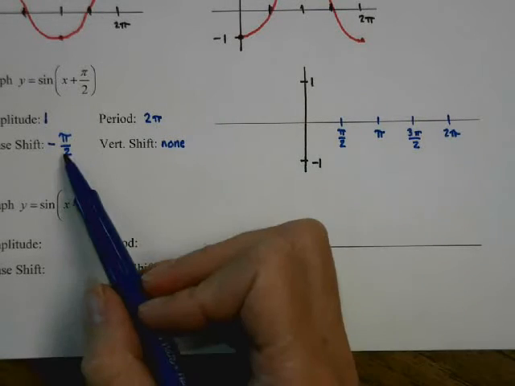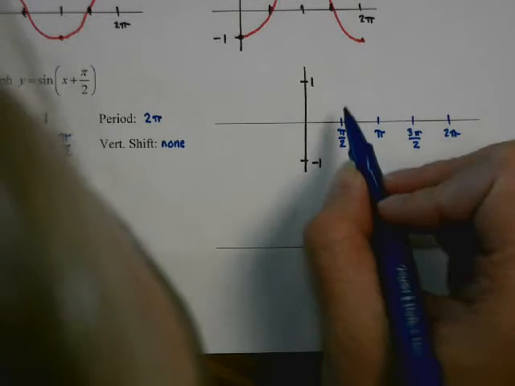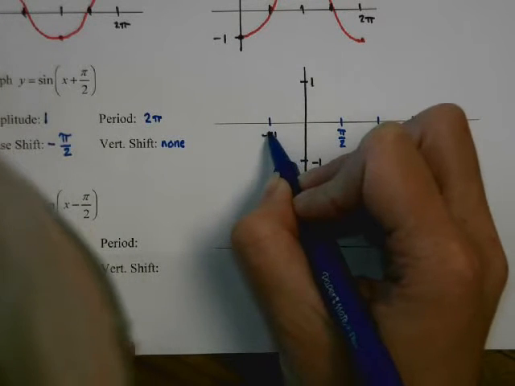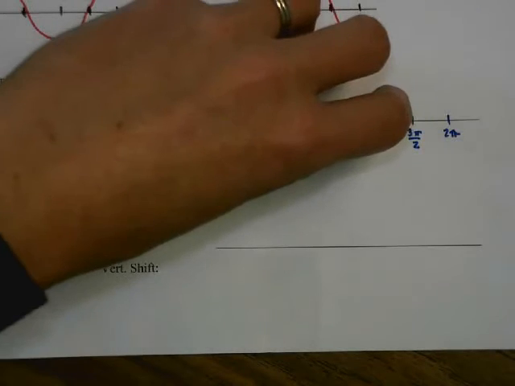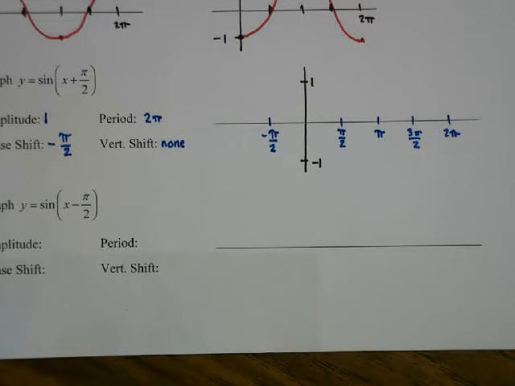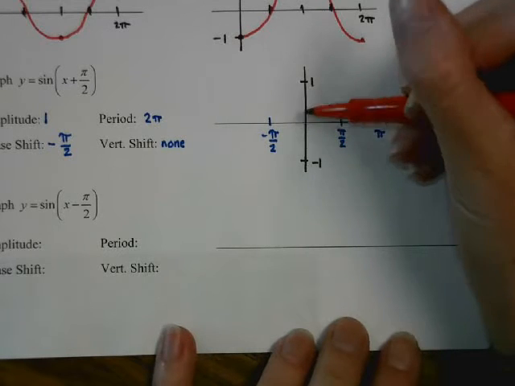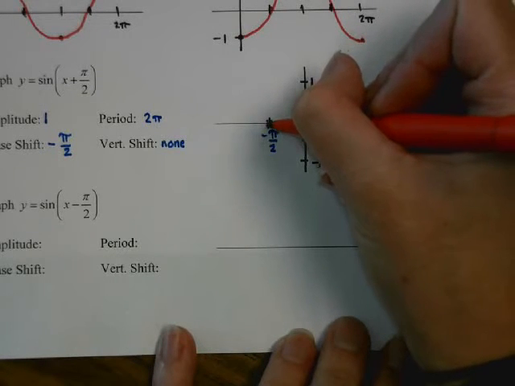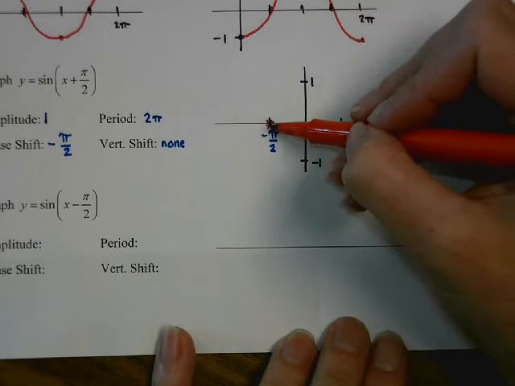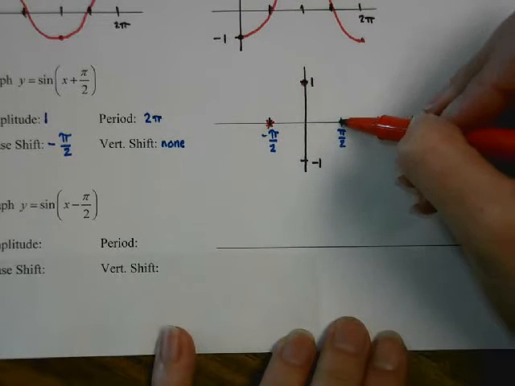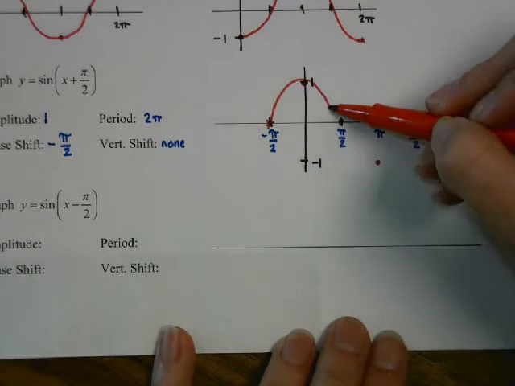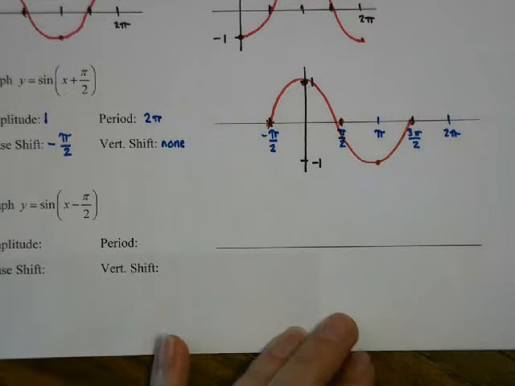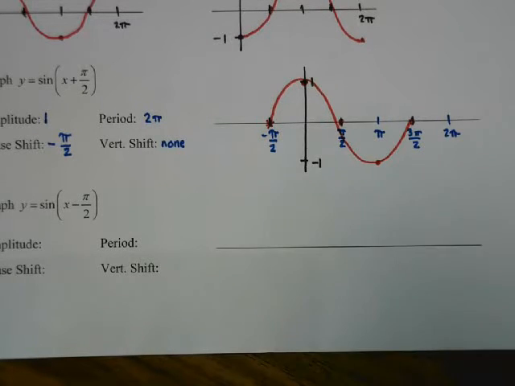But my graph is going to be moved to the left pi over 2. So since this distance is pi over 2, that would make this negative pi over 2. So we're going to take my sine and we're going to shift it back. So the 5 points, rather than starting my cycle at 0, I'm going to start my cycle here at negative pi over 2. Then go through my 5 points. So this is sine shifted to the left pi over 2.